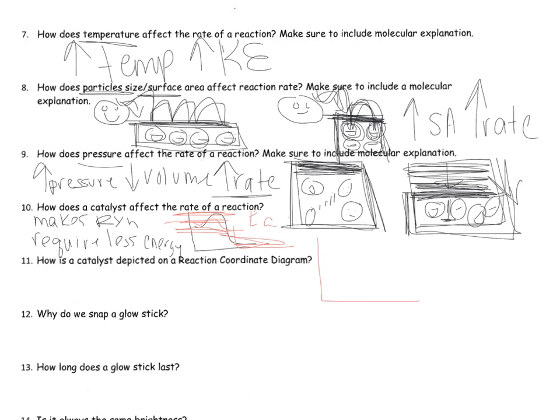So, to draw it a little better, in a reaction coordinate diagram, you have your normal reactants and then products. And this is our normal reaction. And when I add a catalyst, I just change the activation energy and I make the reaction require less energy to occur.